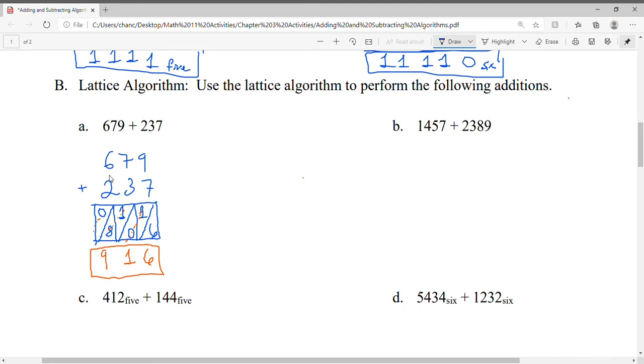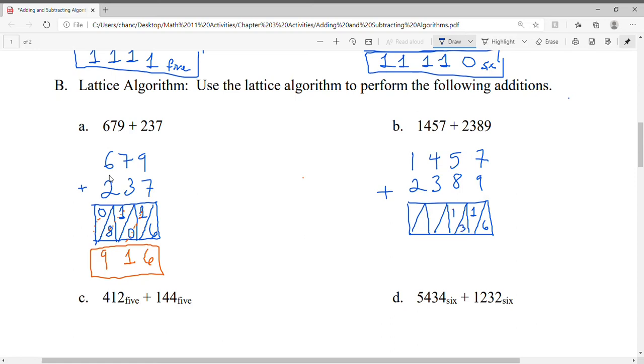Let's try it again for part B. I have 1, 4, 5, 7, 2, 3, 8, 9. We'll draw ourselves that rectangle, and we have 4 rectangles inside that rectangle because there's 4 digits, and then we'll draw our diagonals. So now let's add 7 plus 9, that's 16. So let's put a 1 up here and a 6 down here. This represents 1 ten and 6 ones. 5 plus 8 gives us 13. So we'll put the 3 down here and the 1 up here.